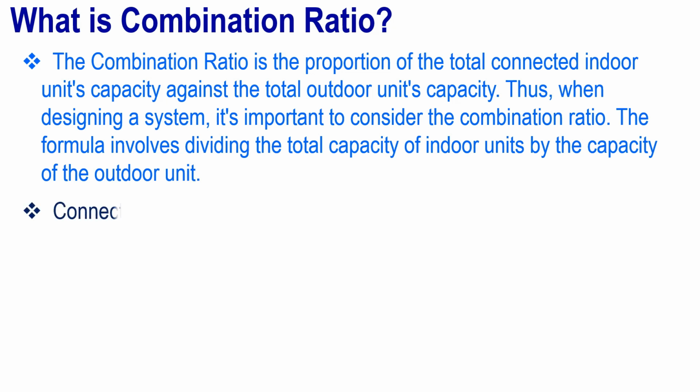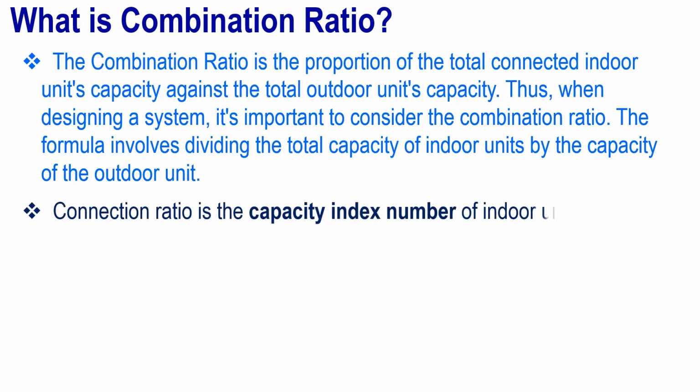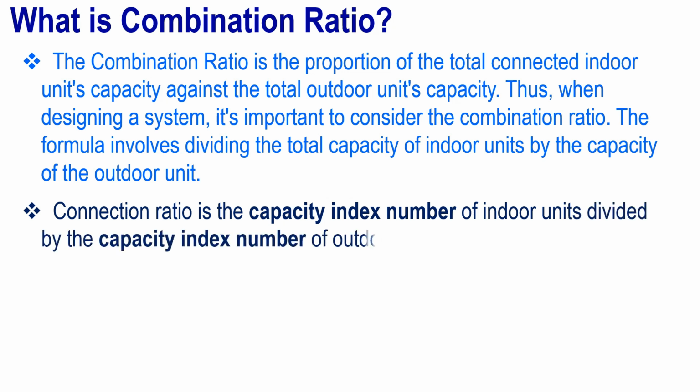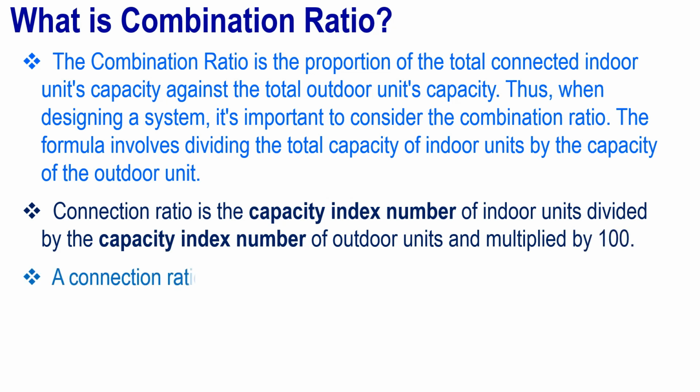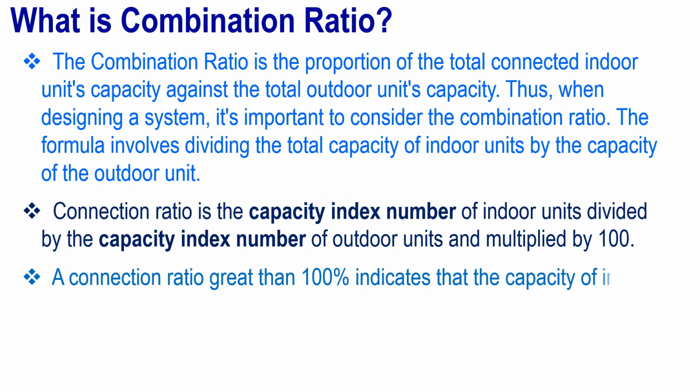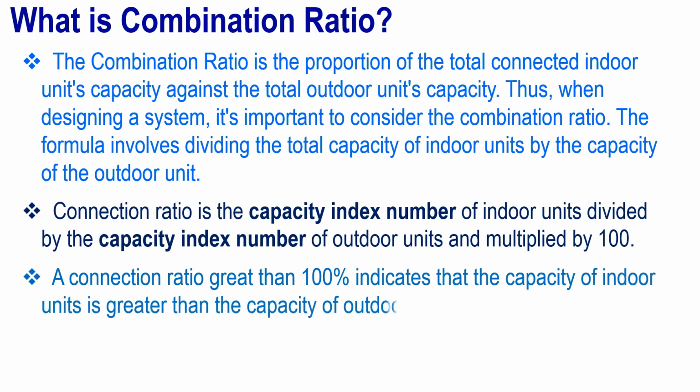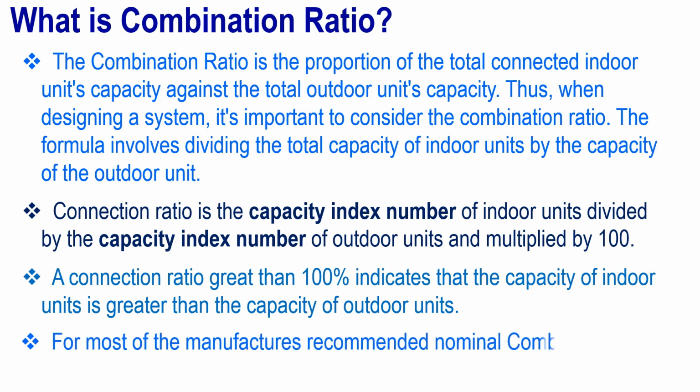Connection ratio is the capacity index number of indoor units divided by the capacity index number of outdoor units, multiplied by 100. A connection ratio greater than 100% indicates that the capacity of indoor units is greater than the capacity of outdoor units. For most manufacturers, the recommended nominal combination ratio ranges from 50% to 130%.